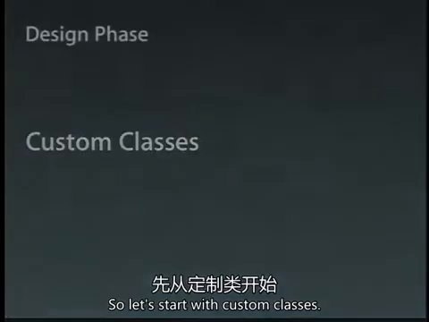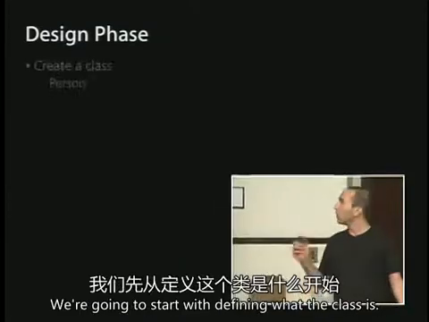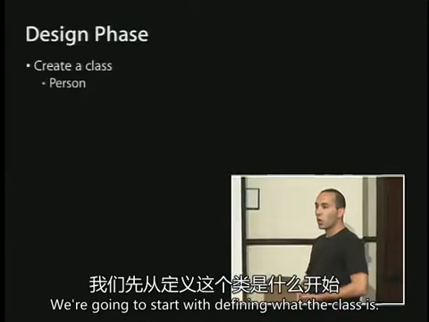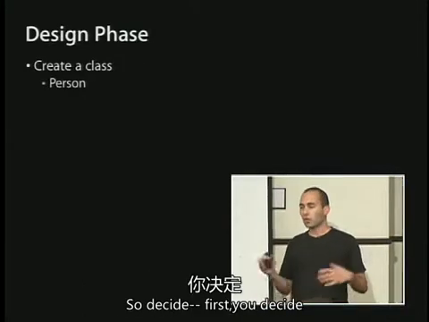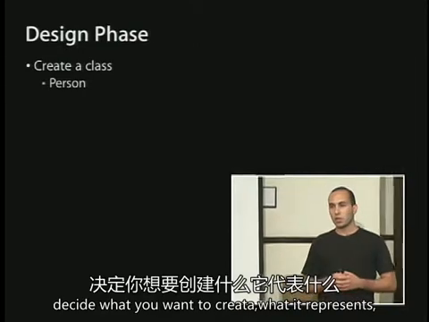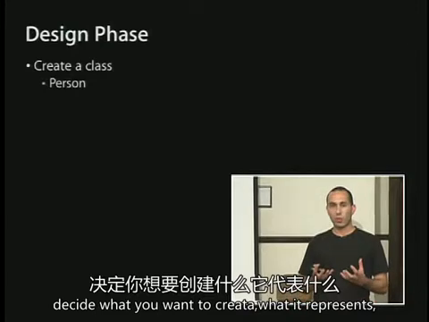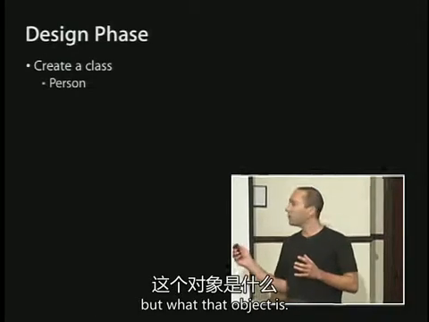So let's start with custom classes. The way you design a class, the process you go through, we're going to start with defining what the class is. And today we're going to go through defining a person class. So first you decide, as in all object-oriented programming, what you want to create, what it represents, what data it holds, what the behaviors are, but what that object is.